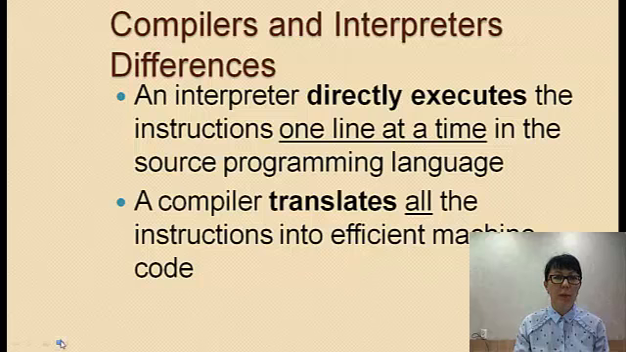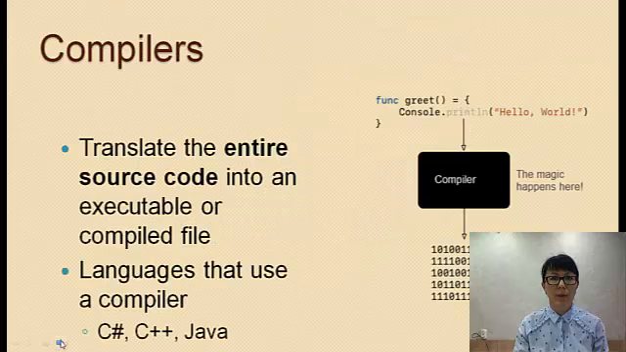Differences between compilers and interpreters: an interpreter directly executes the instructions one line at a time in the source programming language. A compiler translates all the instructions into efficient machine code. It translates the entire source code into an executable or compiled file. Languages that use a compiler: C#, C++, and Java.